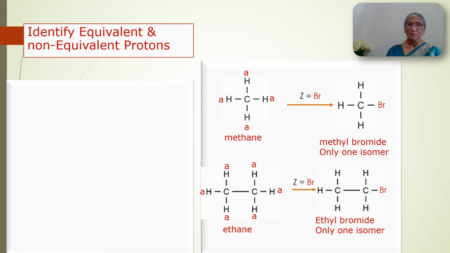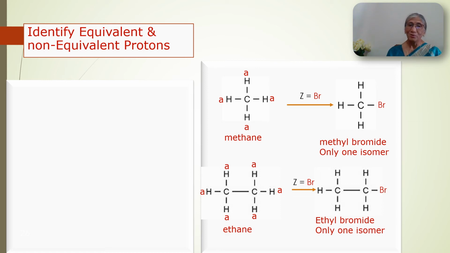Take the example of methane. In methane, there are 4 protons, and we don't know whether these are equivalent or non-equivalent protons. So we will substitute a proton by any substituent Z. Here I have taken substituent Z equivalent to bromine. So all the 4 protons turn by turn will be substituted by bromine, and we will get methyl bromide. And we know that in nature only one isomeric methyl bromide is present. There are not 4 types of methyl bromides. So we say all the 4 protons in methane are equivalent protons.